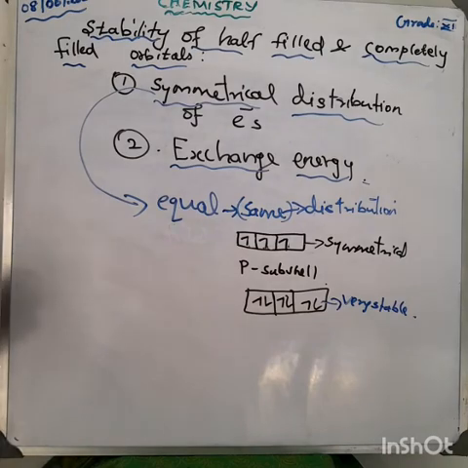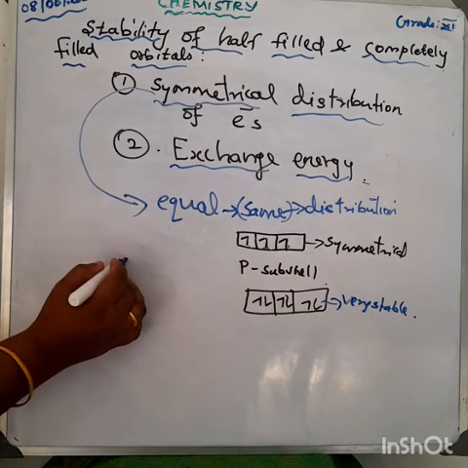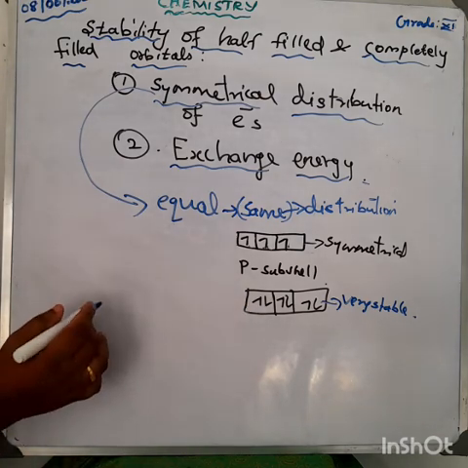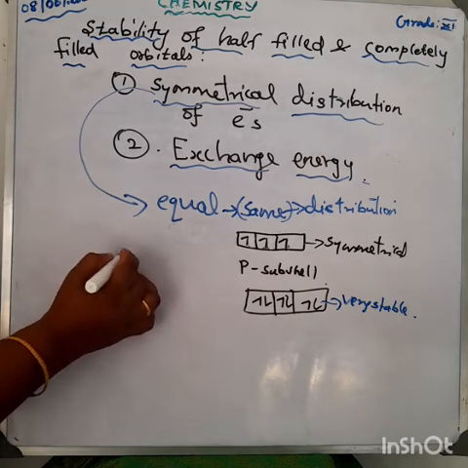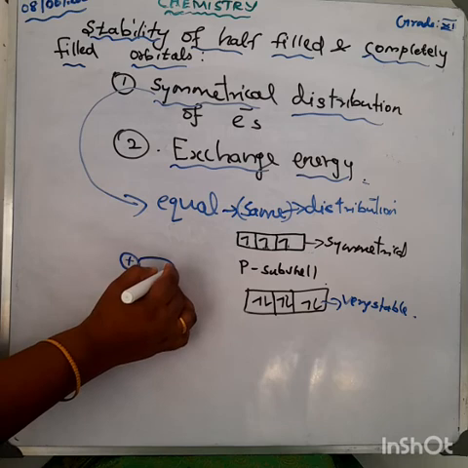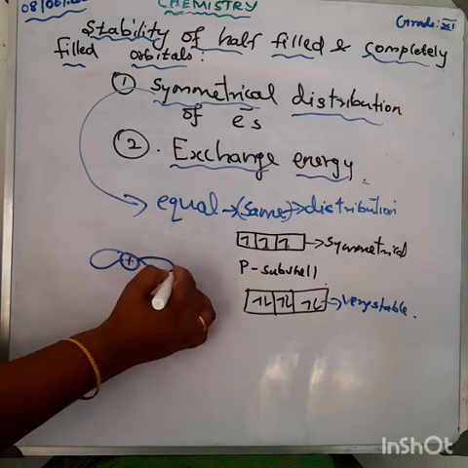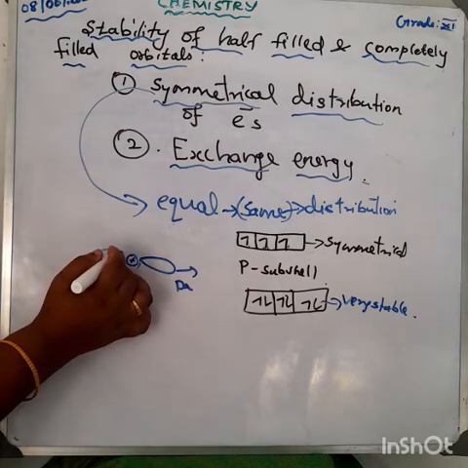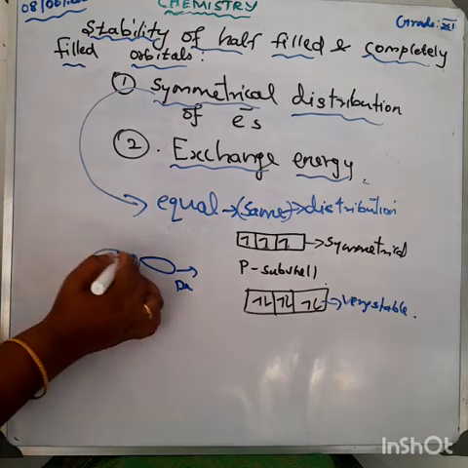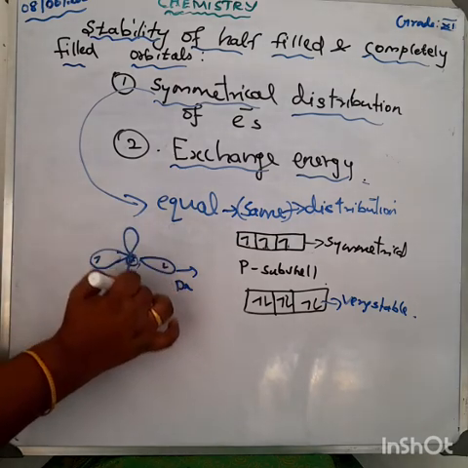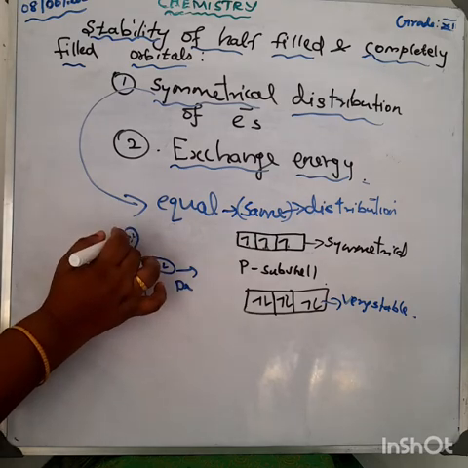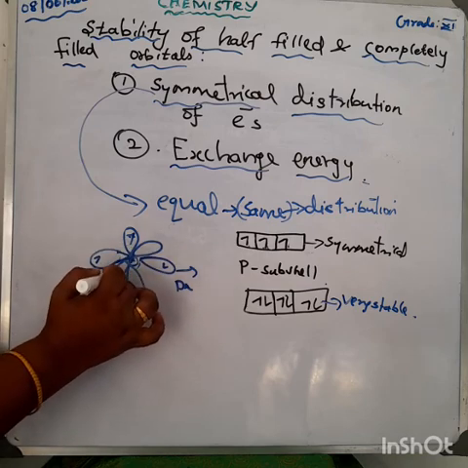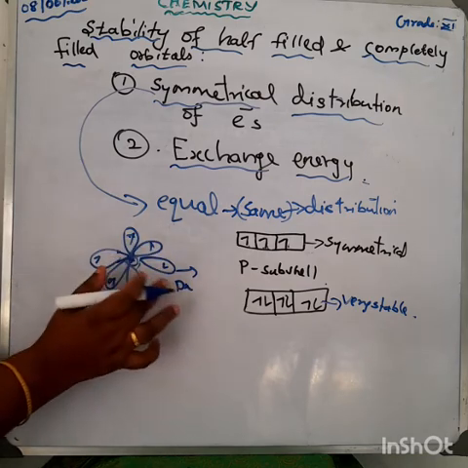For example, I'm taking the p orbital. This is the completely filled p orbital. How will it be distributed? First, this is the nucleus. This is the px orbital. How many electrons are here? 2 electrons, since I am taking the completely filled orbital. This is the py orbital, here also 2 electrons, and the pz orbital also has 2 electrons. So each orbital has equally distributed electrons.